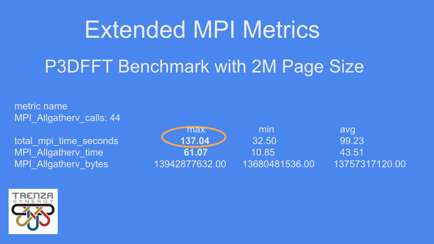Here's the results from the benchmark. This time the application is built with a module that uses large page sizes of 2 megabytes, a size larger than each all-gather message. The total MPI time is now 137.04, a reduction of 12.3% in the overall runtime. Although this may not seem very significant, when multiplied by a run on thousands or even tens of thousands of nodes, this performance increase will add up quickly.